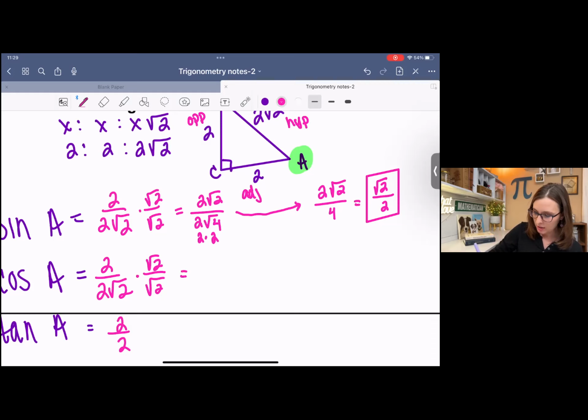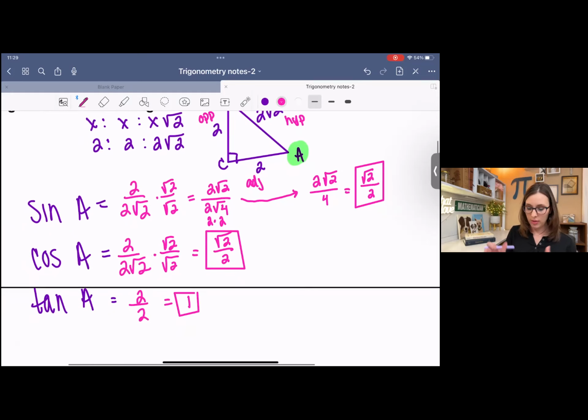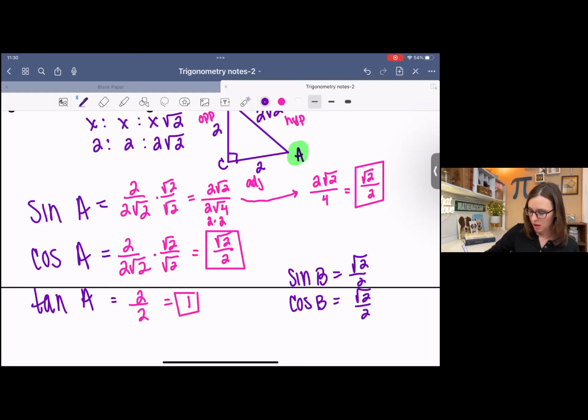And then this one is the exact same, so we don't have to do it twice. And this one is simple. 2/2 is 1. And then if you did angle B, it would be the exact same because those sides are the same. So we could go ahead and say sine B is also √2/2. Cosine B is √2/2. And tangent B is 1. Same.